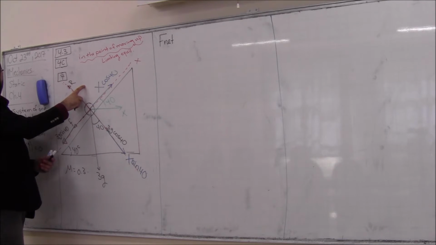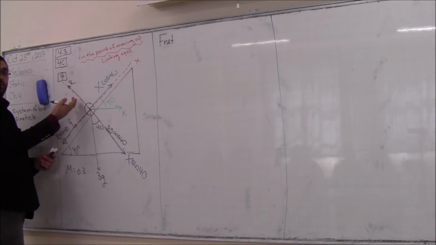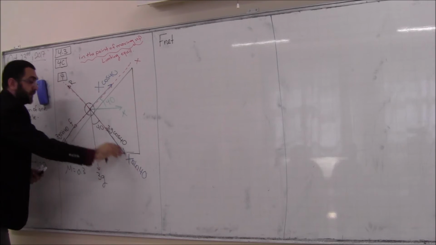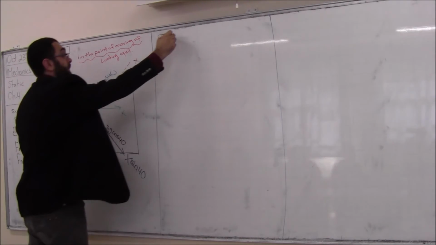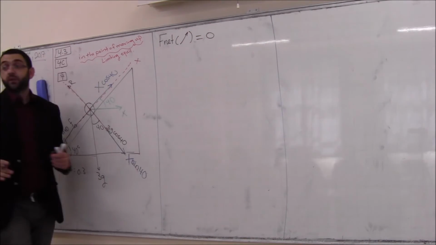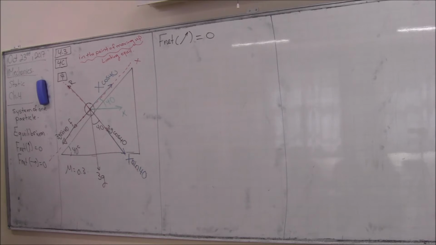Girls, we need R. R lies along the y-axis. F net equals 0. Clear? All this we will start from what the question asks us to find.